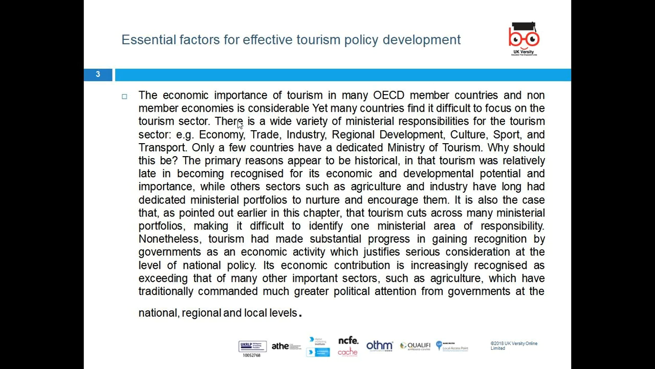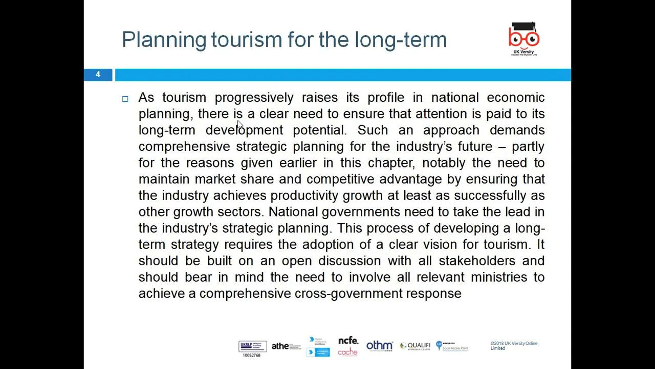Tourism has made substantial progress in gaining recognition by government as an economic activity, which justifies a series of considerations at the level of national policy. Its economic contribution is increasing, recognized as exceeding that of many other important sectors, such as agriculture, which have traditionally commanded greater political attention at national, regional, and local levels, but not now. So that's why we need to look at these very essential factors.